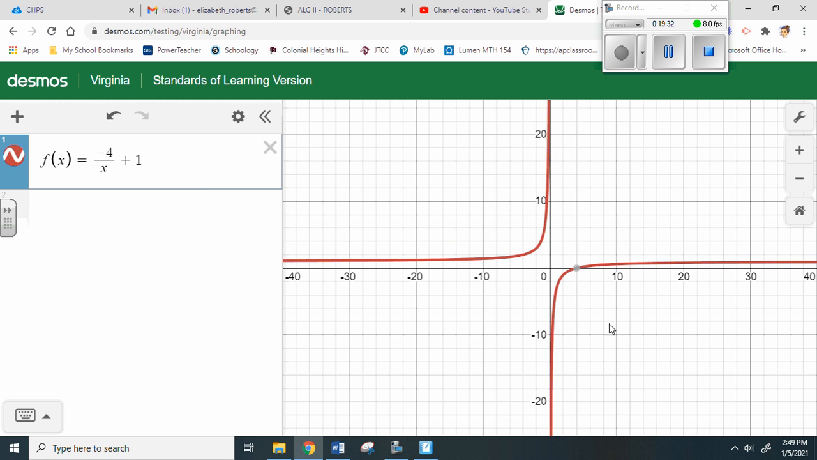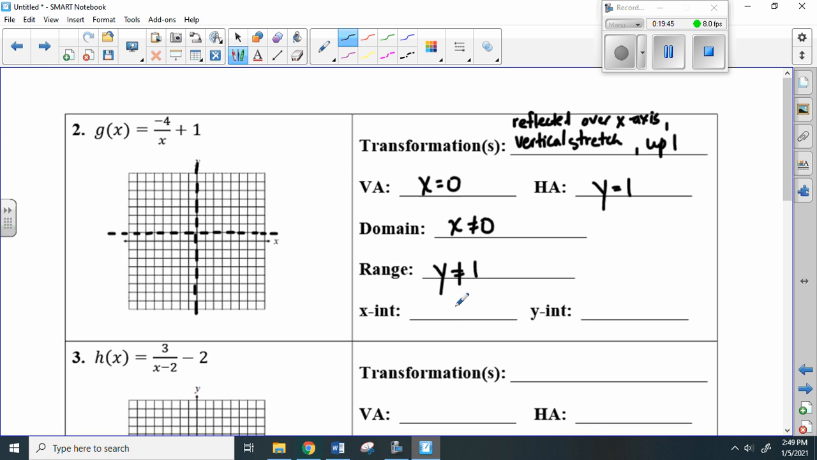And you can zoom out. We're never going to cross the y-axis because of the asymptote. So the only point you're going to be able to mark is 4, 0. I'm going to come back over here. 4, 0 is on the x-axis. So that's an x-intercept.